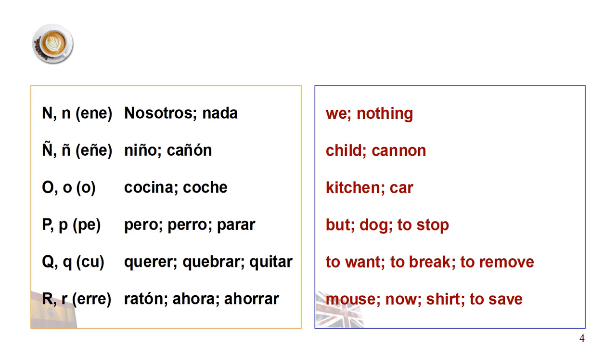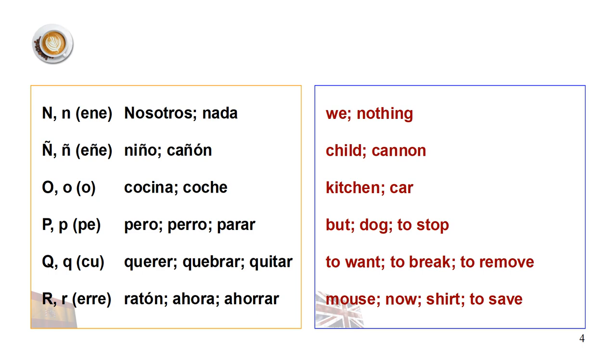O, as in cocina, kitchen, coche, car. P, pero, but. Perro, dog, parar, to stop.